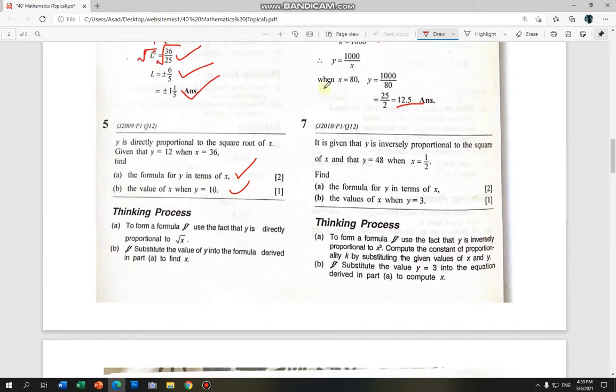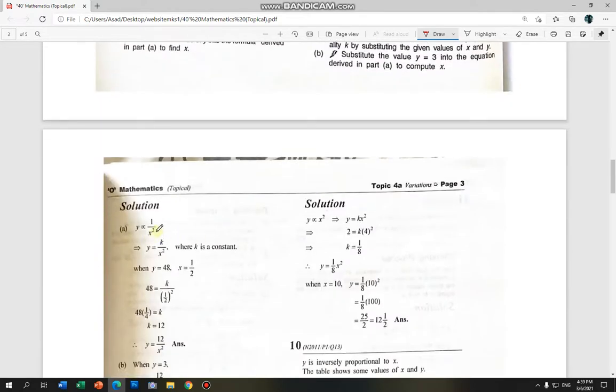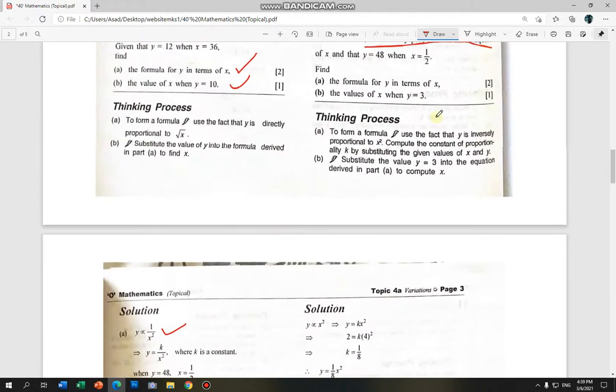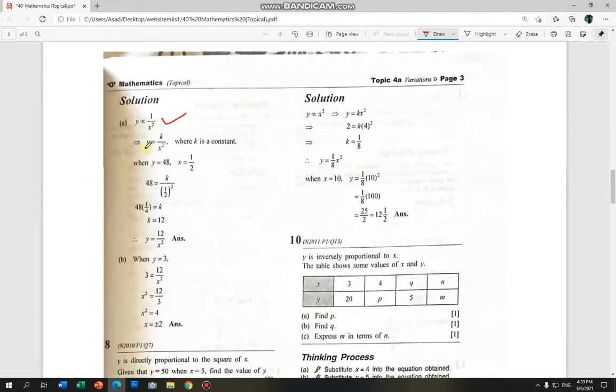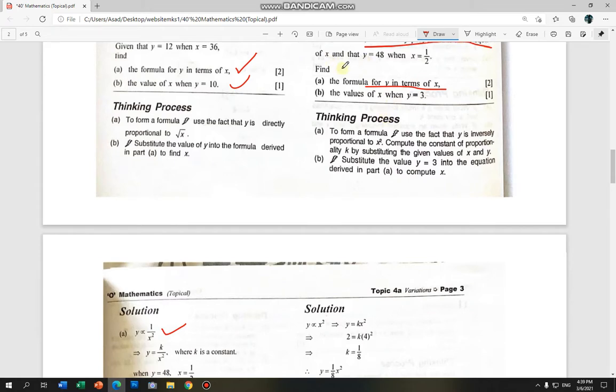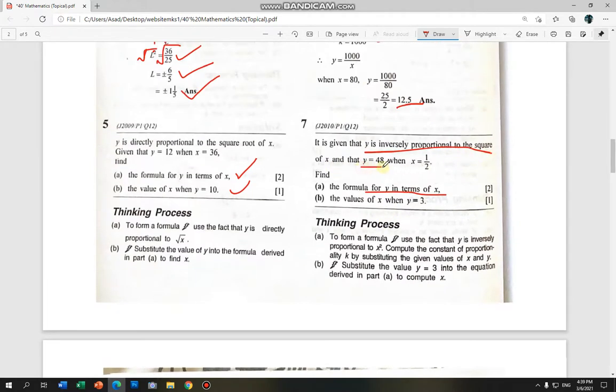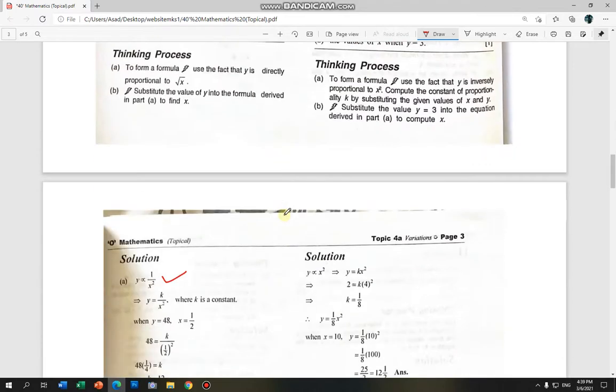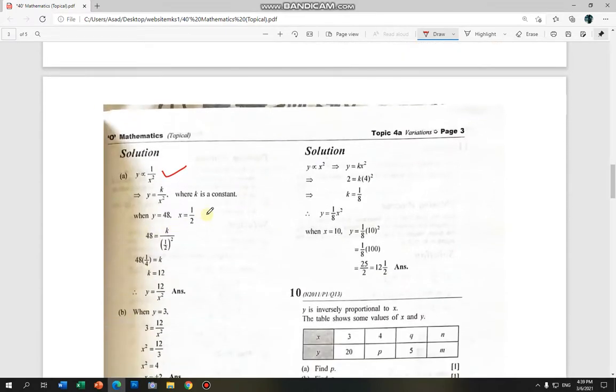Question number 7. It is given that y is inversely proportional to the square root of x. You have to calculate the formula for y in terms of x. Omitting this proportionality sign, it will be k over x square. Substituting the values when y is equal to 48, x is equal to 1 by 2. Putting these values in this equation, y is equal to 48, x is equal to 1 by 2. It will be 1 by 4.